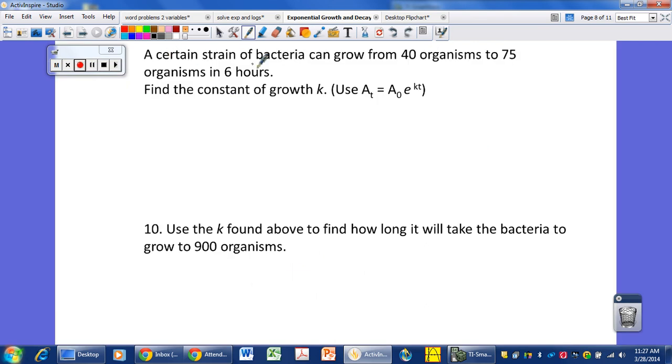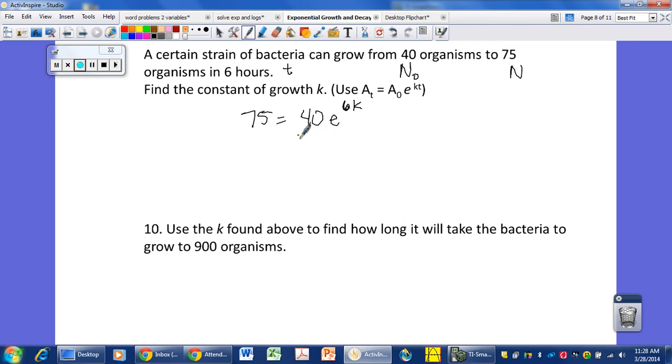A certain strain of bacteria can grow from 40 organisms to 75 organisms in 6 hours. So here is your n sub 0, this is your n, and this is your t. So find the growth constant, k. Alright, so 75 equals 40e to the 6k. Well, in this case, a's, a sub t. This is a here, and this is your amount. So just a little bit different version of the same equation. This is your initial amount always, and that's your future amount.